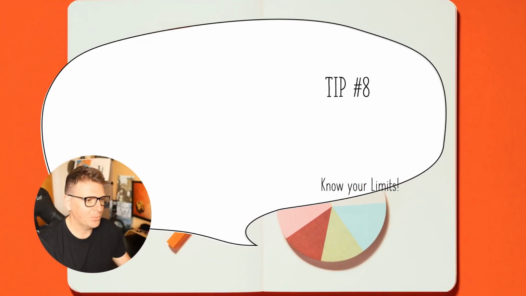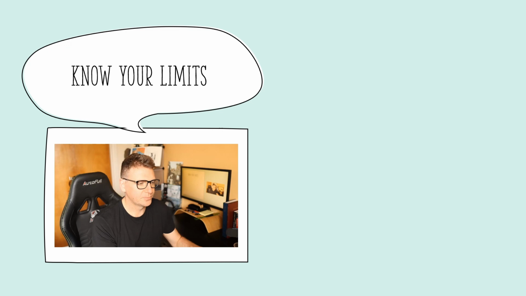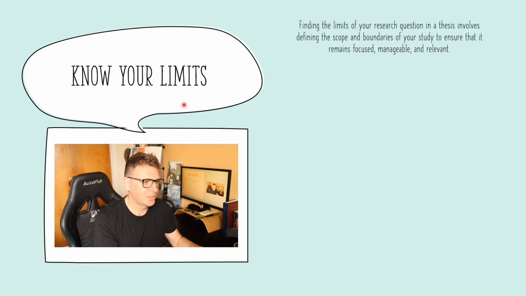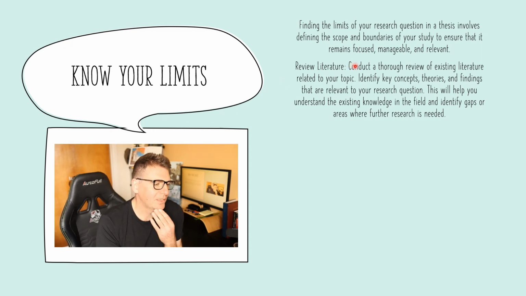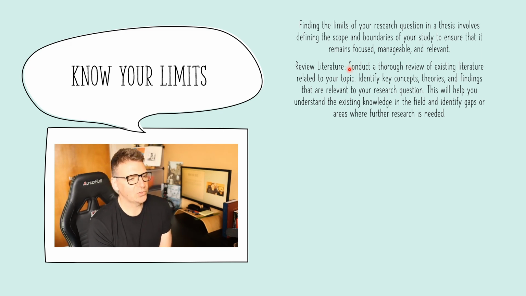Now, we're back to tip number 8. Know your limits. So what does this mean? Well, we touched upon it earlier on, where I was talking about refining and revising your research question. So finding the limits of your research question in a thesis involves defining the scope and boundaries of your study to ensure that it remains focused, manageable, and relevant. So you do this by conducting a thorough review of existing literature related to your topic. You identify key concepts, theories, and findings that are relevant to your research question. This will help you understand the existing knowledge in the field and identify gaps or areas where further research is needed.